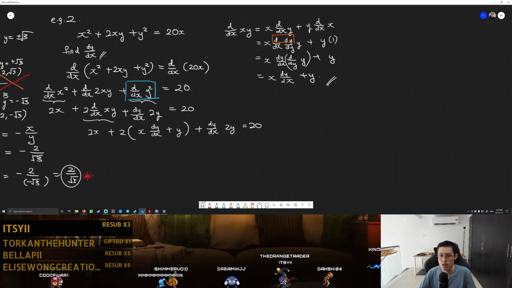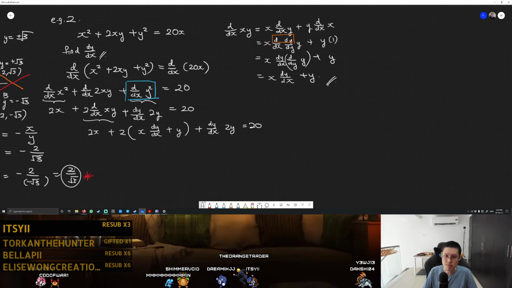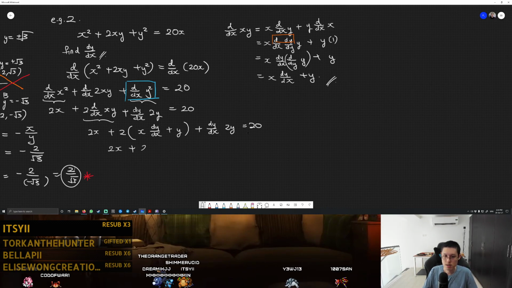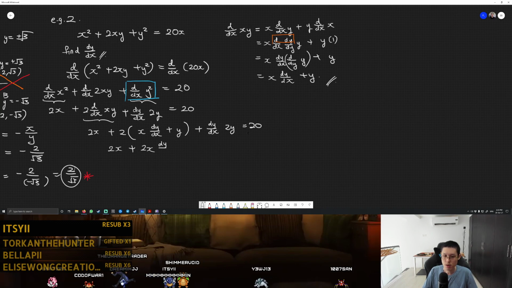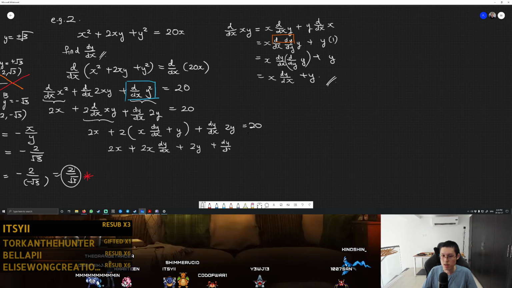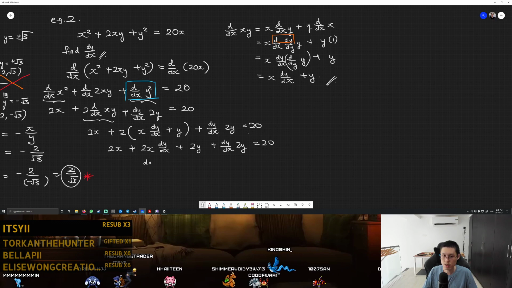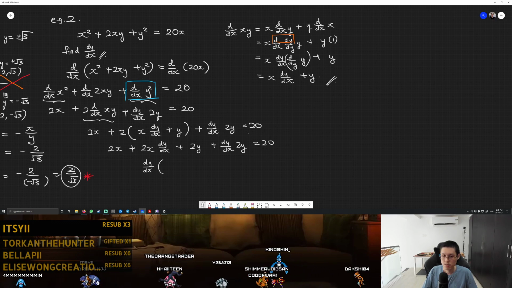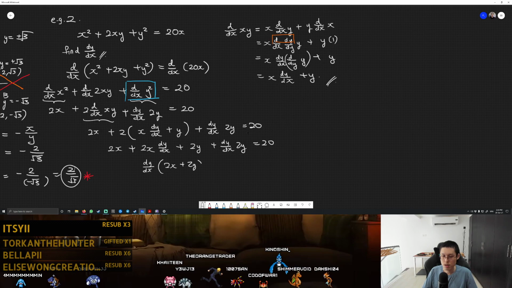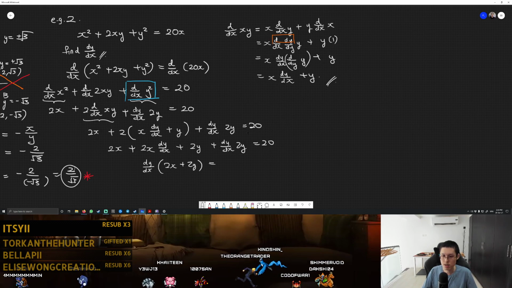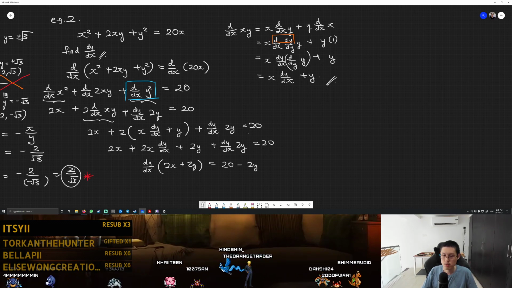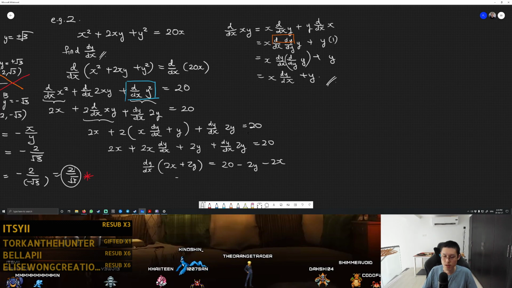Okay, so here we go. We're going to expand this guy first. We have 2x plus 2x dy/dx plus 2y plus dy/dx 2y equals 20. Then we're going to factorize the dy/dx's. So we have 2x plus 2y, and the rest we'll chuck on the right side. So 20 minus 2y minus 2x.